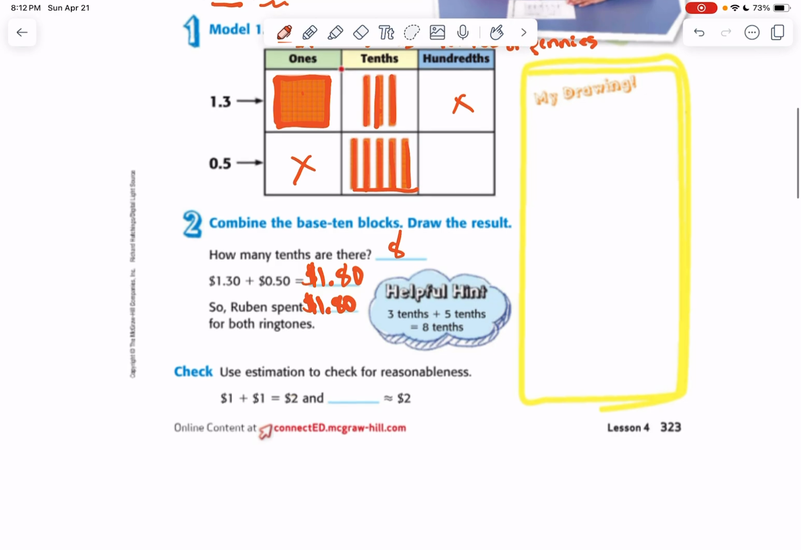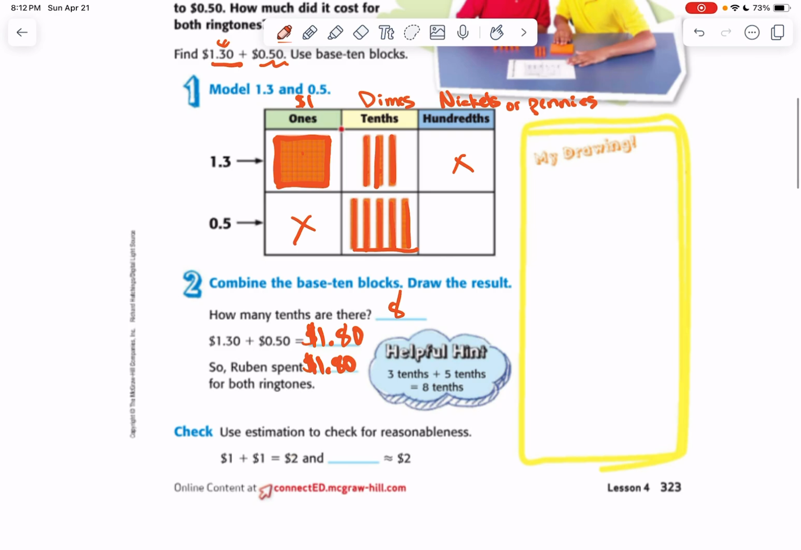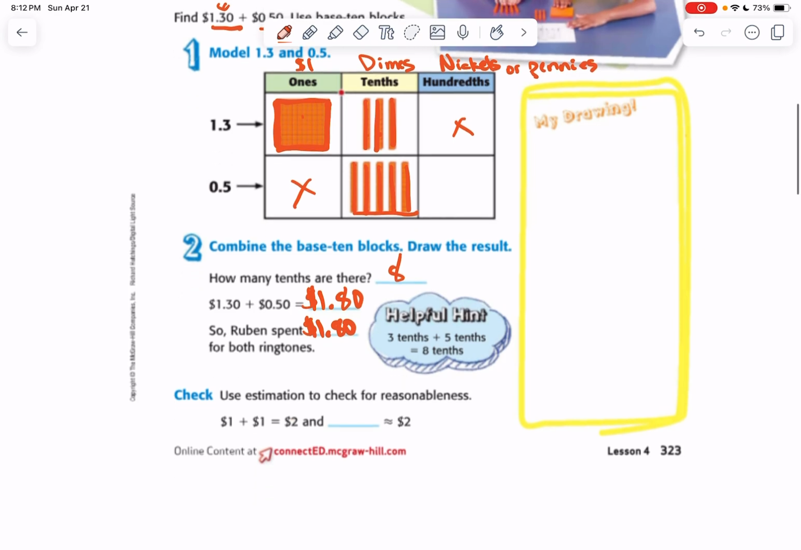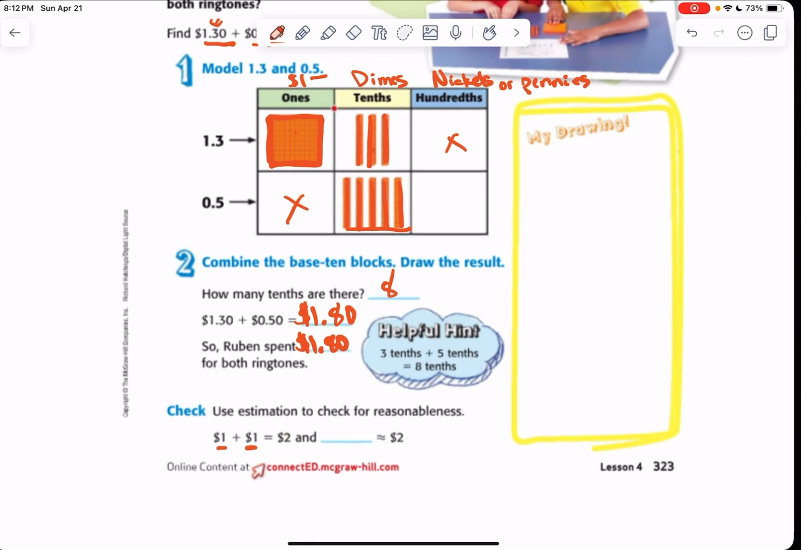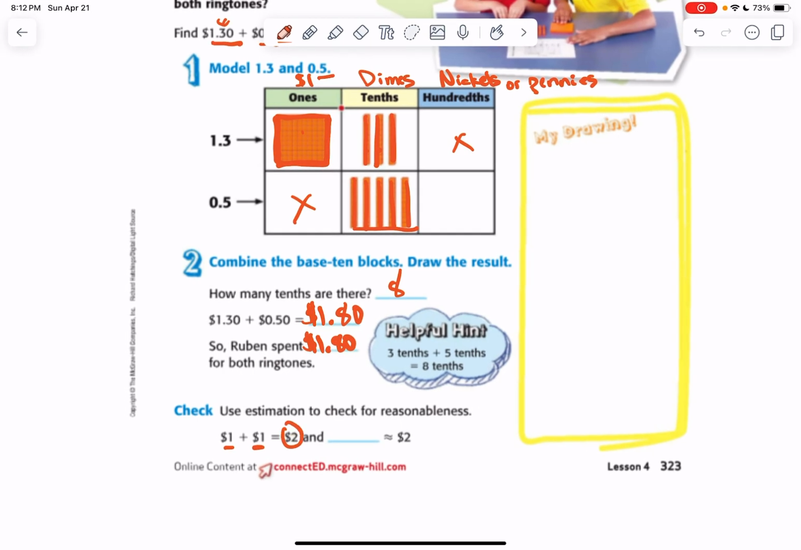How could we estimate this in another way to check for reasonableness? Well, if we estimate to the nearest dollar, 1.3 rounds to 1, and half rounds to 1 because 5 is 5 or higher, right? Okay, and that's a total of $2, and $1.80 is roughly congruent, or about the same as $2. So this checks. This was a good strategy for us.